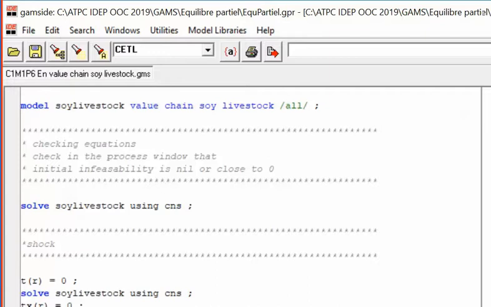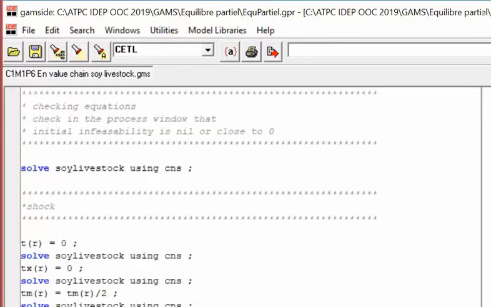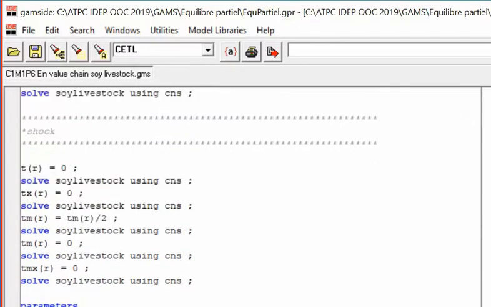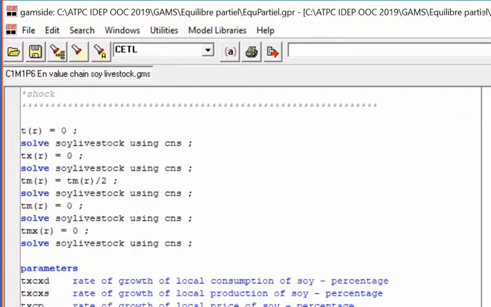Take notice that we use CNS because it's a square system. And now the shock. So the shock, you remember that I asked you to study the liberalizations in the soy sector, then the liberalizations in the meat sector, then liberalizations in both sectors. Well, in fact, here I show you only the liberalization in both sectors. So you've got an elimination of import duty and export taxes in the soy sector, and import duty and export taxes in the meat sector.